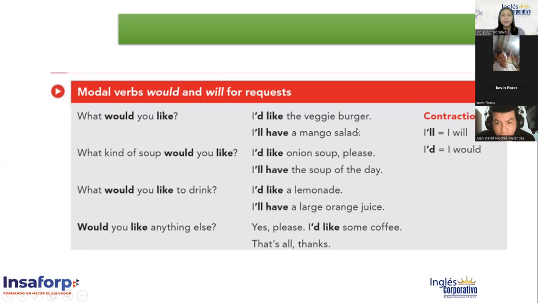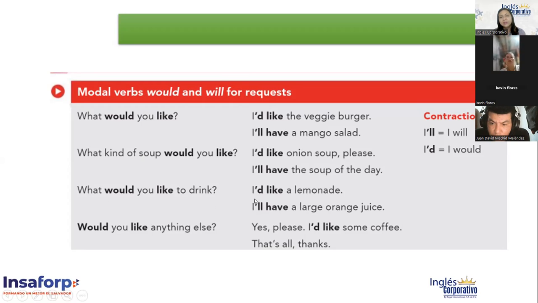Okay, we have some answers here. I would like the veggie burger. I'll have a mango salad. So you can also answer using I'll have, because it's asking what you are going to order. What would you like to order? Now, in the second question, what kind of soup would you like? I'd like onion soup, please. I'll have the soup of the day.